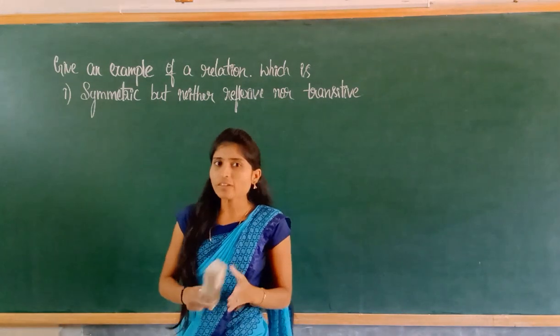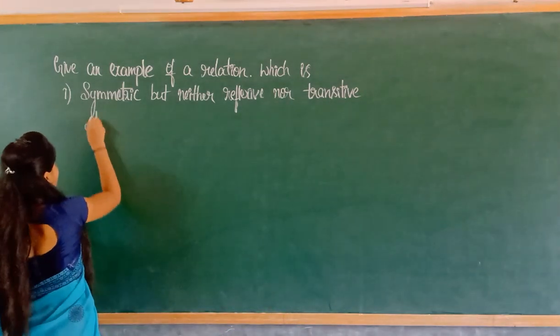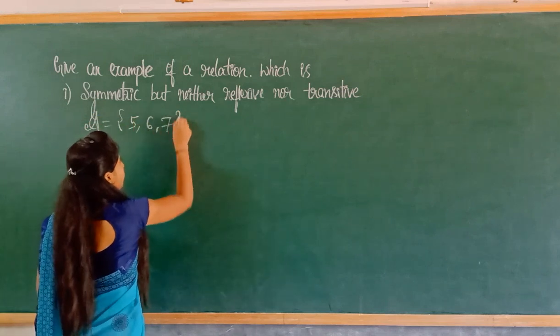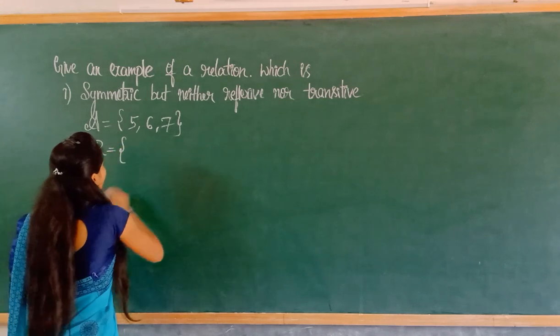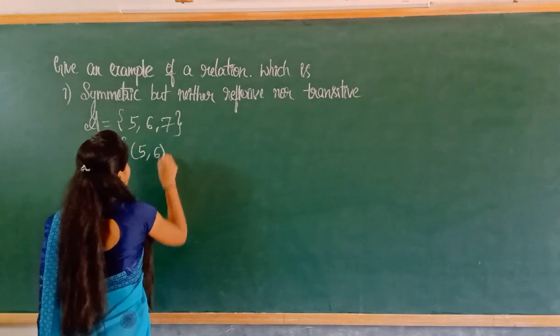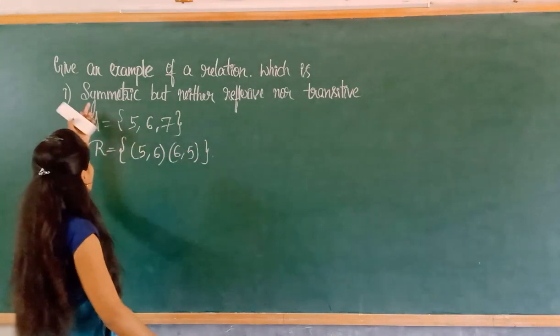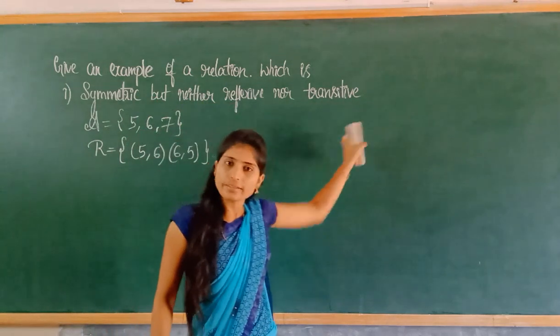We have to select the relation here. I have taken one set A = {5, 6, 7}. Then the relation also we have to define: R = {(5, 6), (6, 5)}. What we have to show here? Symmetric but not reflexive and not transitive.